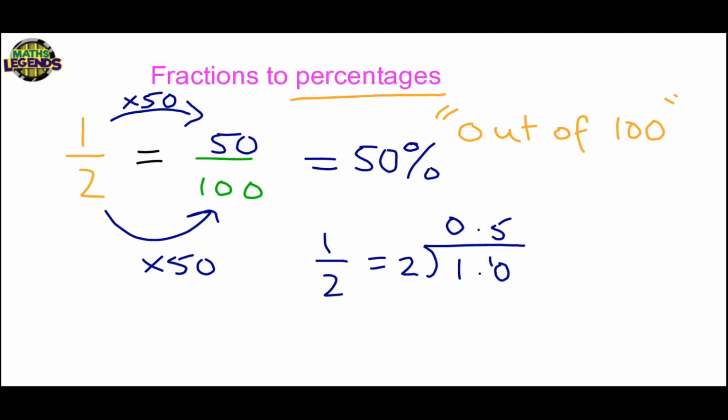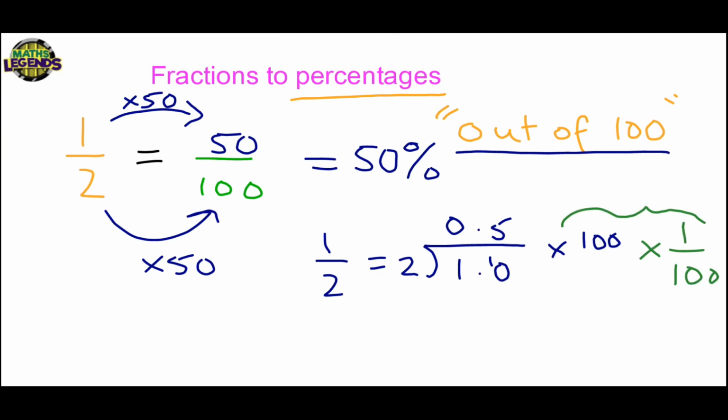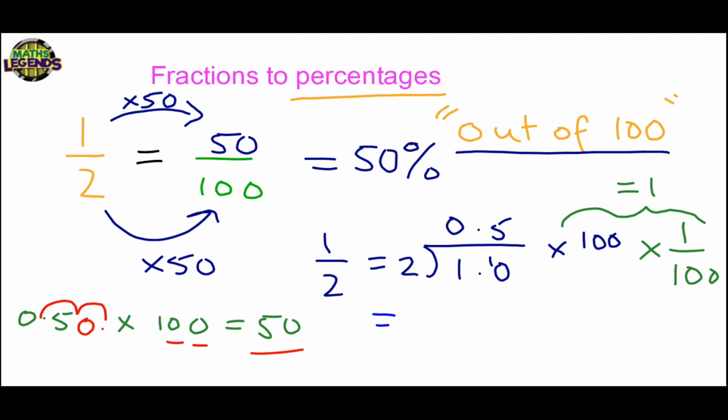This is 0.5. Now, percentage is out of 100. So what we need to do is times it by 100 and then also times by 1 over 100. This calculation here is essentially equal to 1, so we're not changing the answer here. So 0.5 times 100 is equal to 50. We have 2 zeros, so we need to move the decimal point 2 places, 1 and 2, and we fill this gap with a 0. So this is equal to 50 times 1 over 100. This is out of 100, so it's the same as 50%. This is the same answer we had before. So a half is equal to 50%.